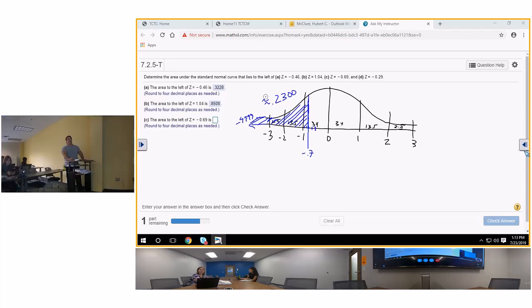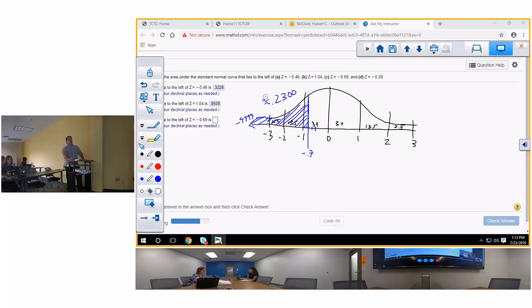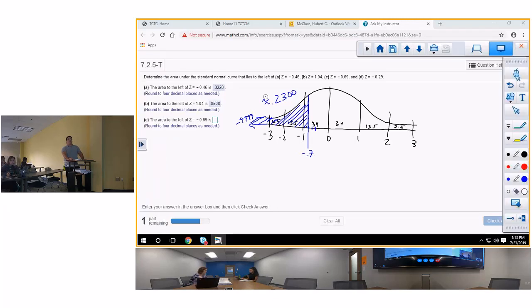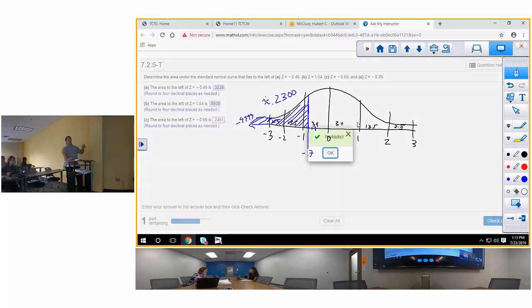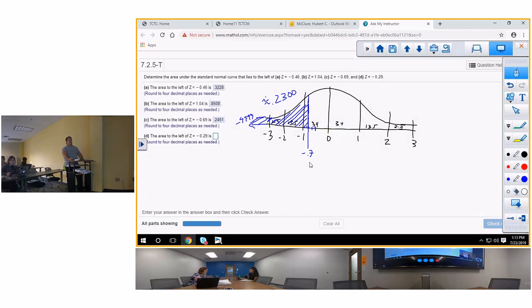And see, the empirical rule tells you if you're in the right what? Ballpark. Would you say point what? 0.2451. Okay, so that's 3 questions. Oh, 4. I'm sorry, 4. Thought it was just 3. All right, so do negative 0.29.